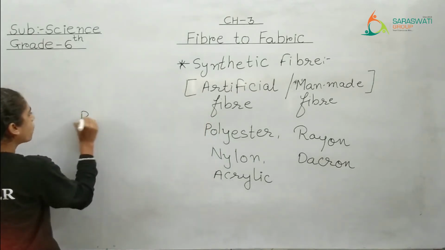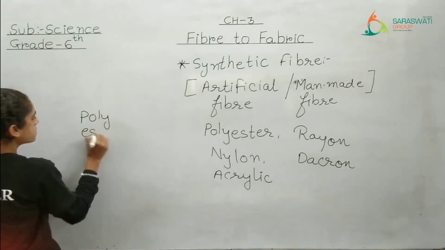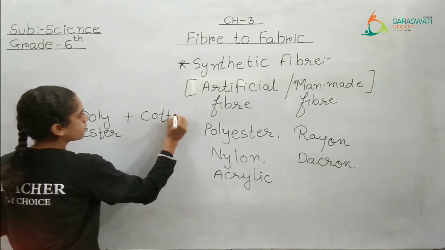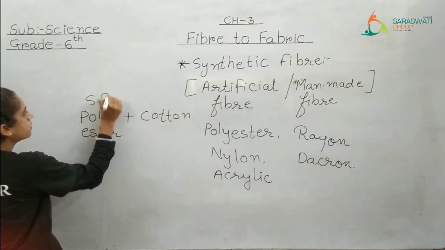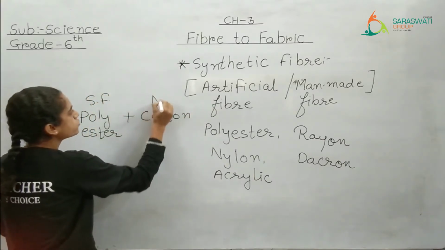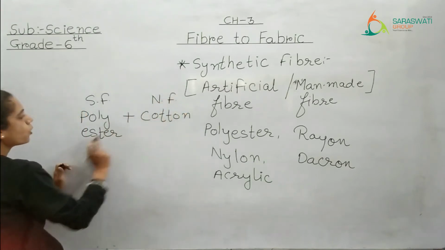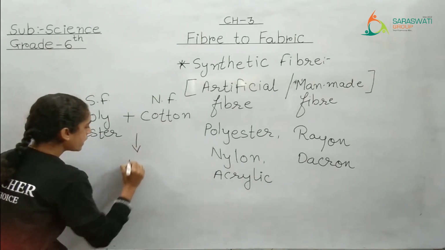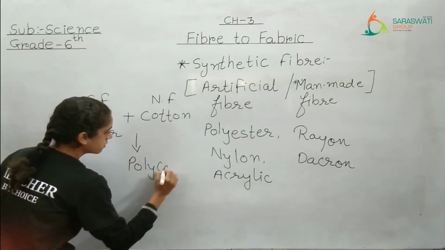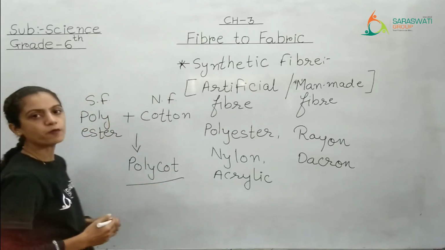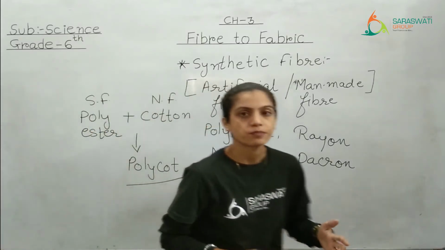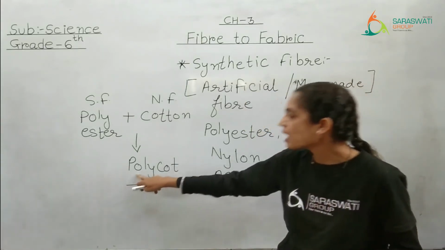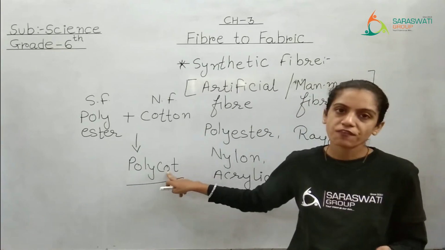But if polyester is mixed with cotton, this is synthetic fiber, right? This is natural fiber. So if polyester is blended, or mixed, with cotton, it will make polycot, which is suitable for wearing, right? So you can say that this is the blended fiber. It is the mixture of a synthetic fiber as well as a natural fiber.